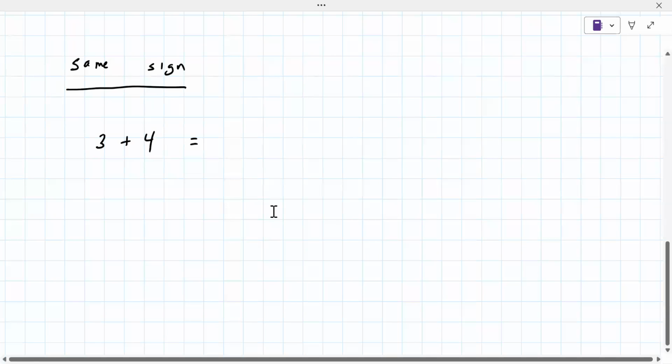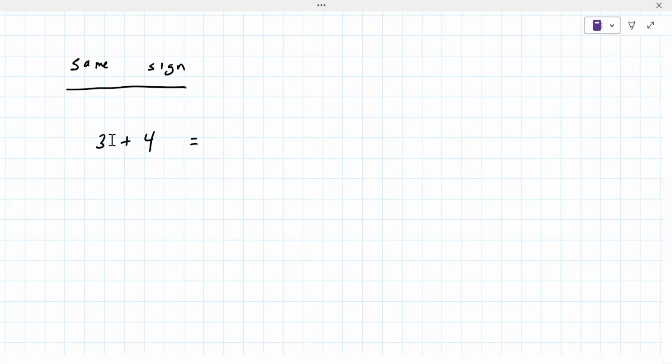The first is if the numbers are the same sign. And what do I mean by that? Well, like 3 plus 4. You know what 3 plus 4 is, right? 7. But why is it 7? Well, both of these numbers are positive. So since they're both positive, you keep the sign. So the first thing is you keep the sign when they're the same sign. Then you add the numbers without the signs.